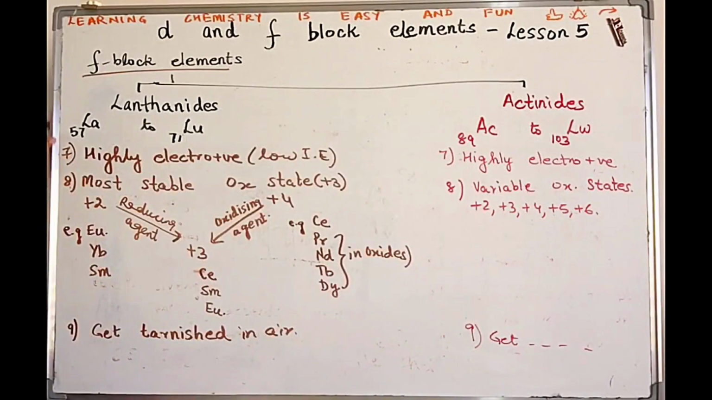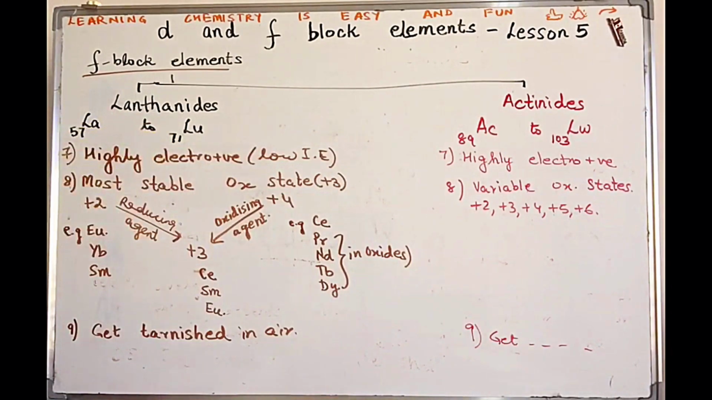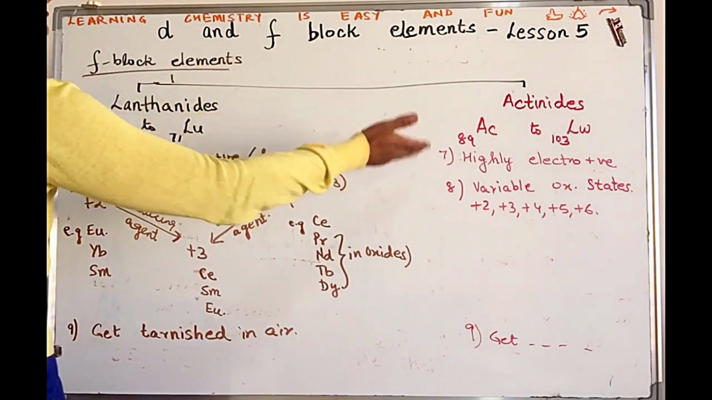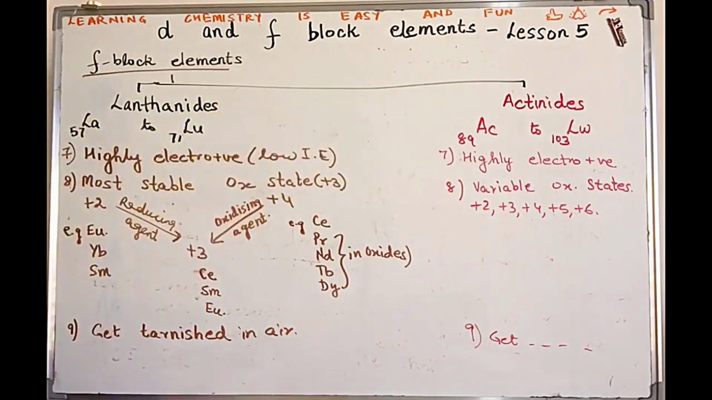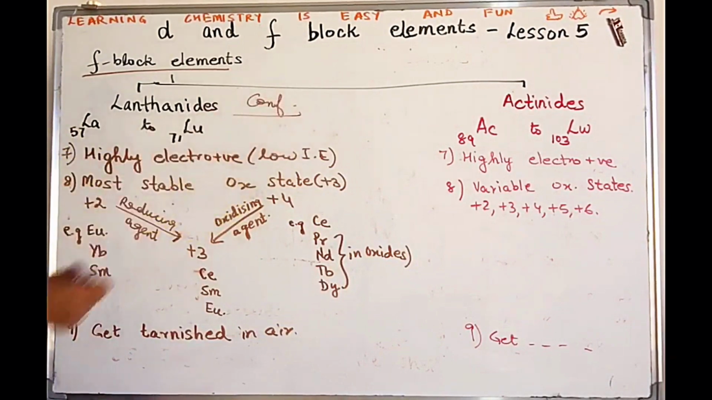Seventh point. Lanthanides are highly electropositive, which is quite understandable because of their low ionization potential. Similarly, actinides are highly electropositive. Again, it can be explained. All these points can be easily explained with the help of their configuration. Now, if you remember when we did the D block elements and their general properties, I have discussed all of this. So, if you are unclear about this, please go through lesson 1 and 2.